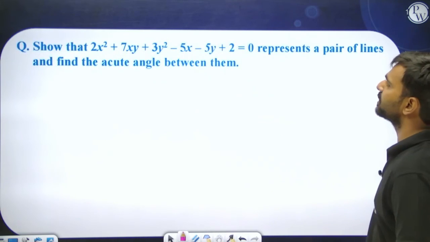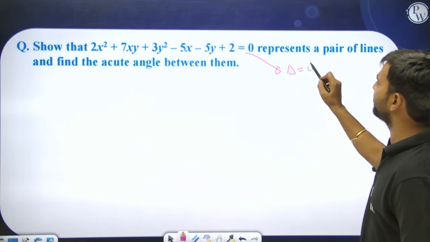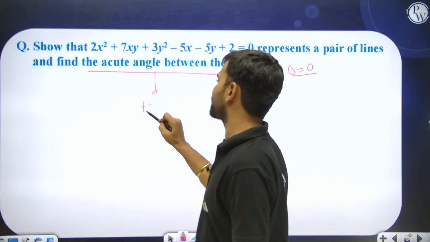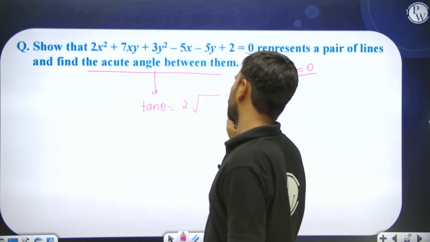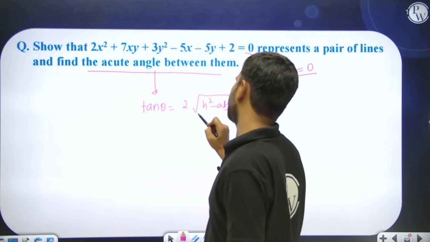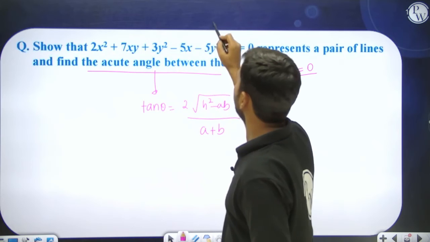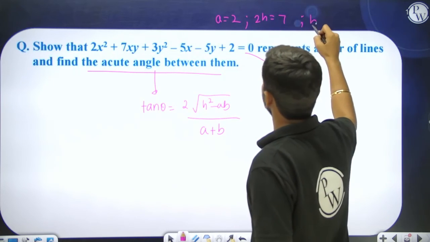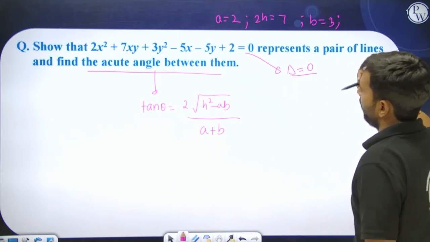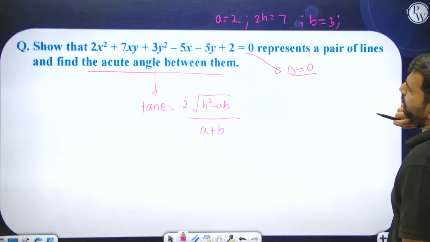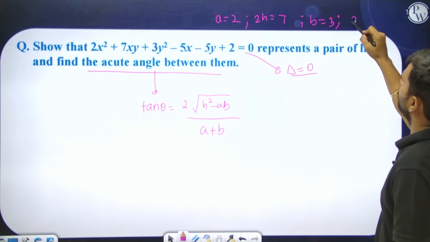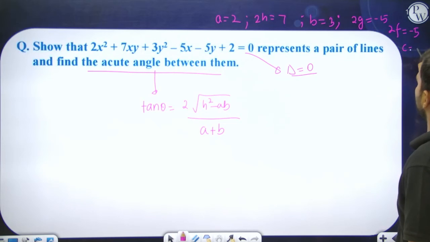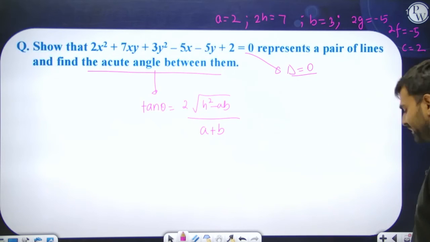Show that this represents a pair of straight lines, meaning we need to show that delta is equal to 0, and find the acute angle between them. The acute angle between them can be written as tan θ = 2√(h² − ab) / |a + b|. Over here a is equal to 2, 2h is equal to 7, b is equal to 3, in ax² + 2hxy + by² + 2gx + 2fy + c, so 2g is equal to −5, 2f is equal to −5 and c is equal to 2. So these are the values, put them over here and get tan θ as well.